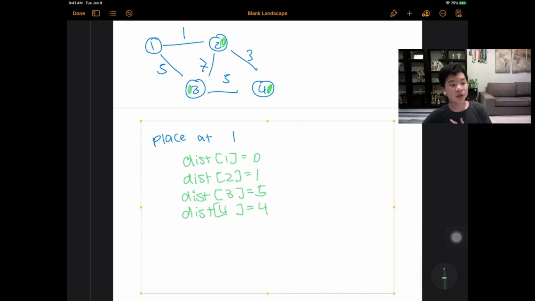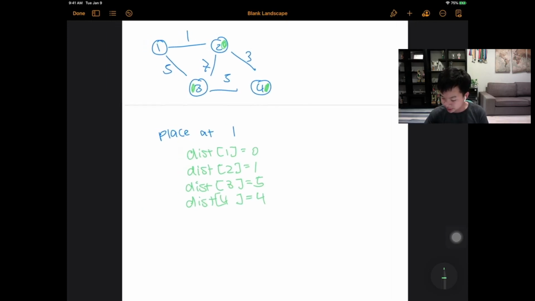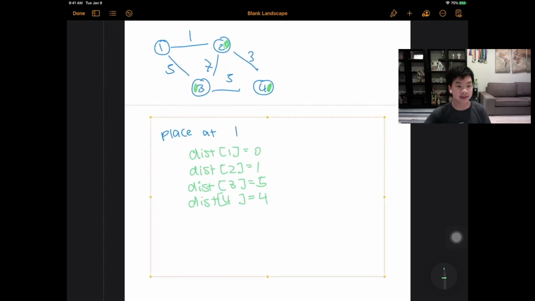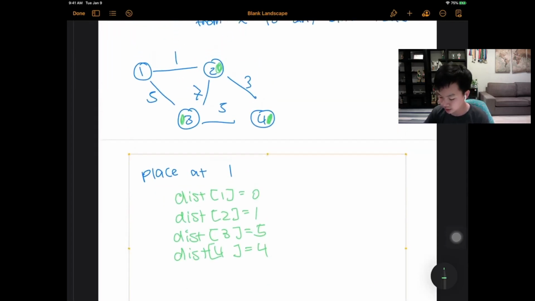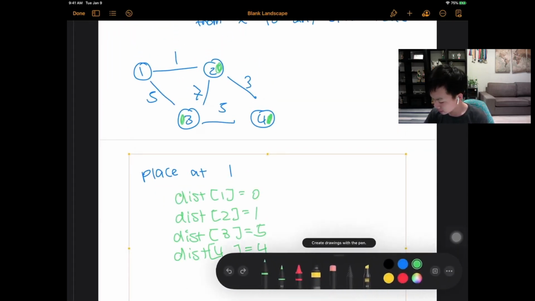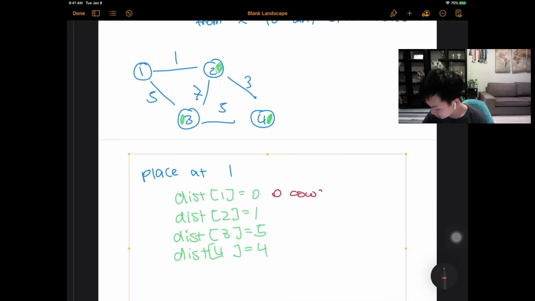Now that you've run Dijkstra from 1, you end up with this distance array, and the question is how you're going to use this to find a possible answer. You know that at pasture 1 you have 0 cows. At pasture 2 we have 1 cow. At pasture 3 you have 1 cow.